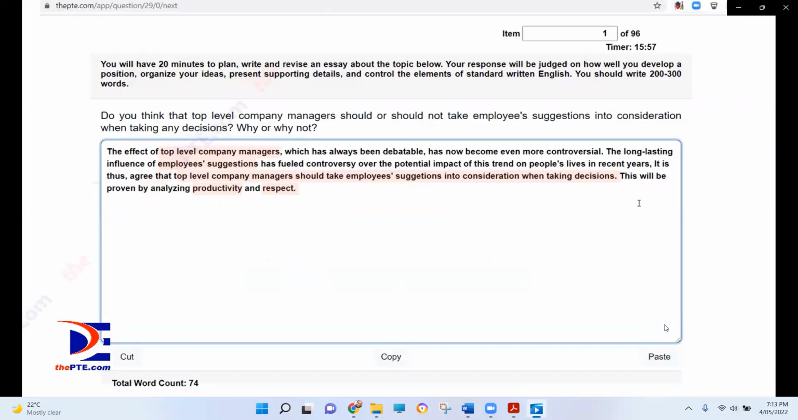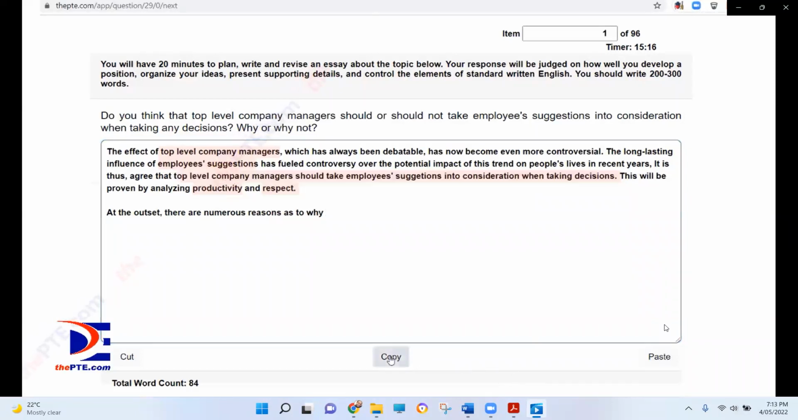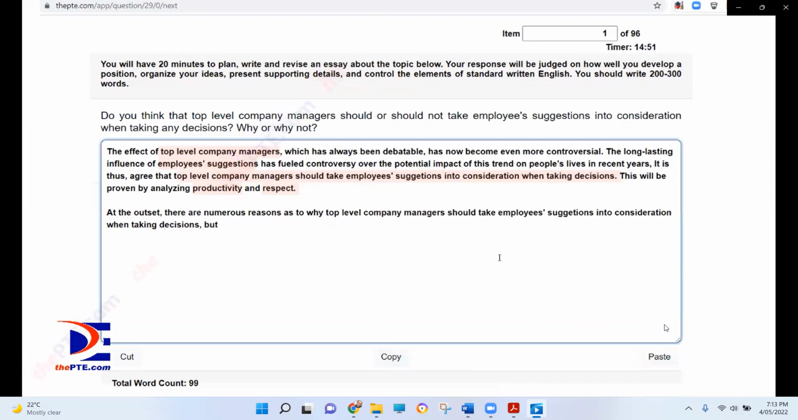Now I type body 1. "At the outset, there are numerous reasons as to why," thesis, and I just type the thesis, which is top-level company managers should take employees' suggestions into consideration when taking decisions. You can also use the copy and paste tools down here. However, some students reported that it did not work on their PC set during their PTE exam. But you can always try.